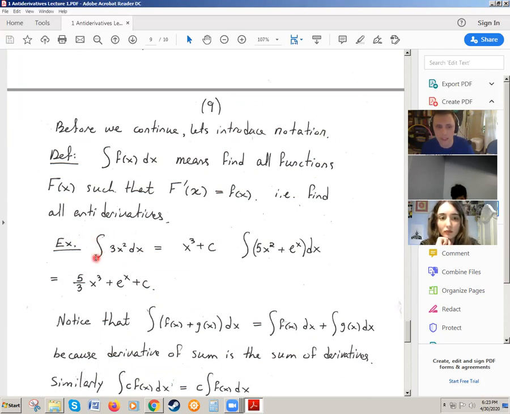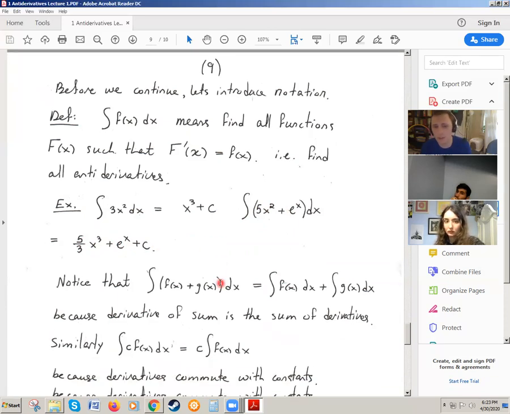What I see here is simply a strange language, but it's requesting to find the original function. The derivative of that original function was 3x squared. What is the original function? And you can quickly guess that it's x cubed plus c. So it's basically just mathematical notation for asking a question that you hopefully know how to solve. Good? And for example, the integral of 5x squared plus e to the x is simply asking, find the antiderivative of this expression, which is then 5/3 x cubed plus e to the x plus c. Cool?